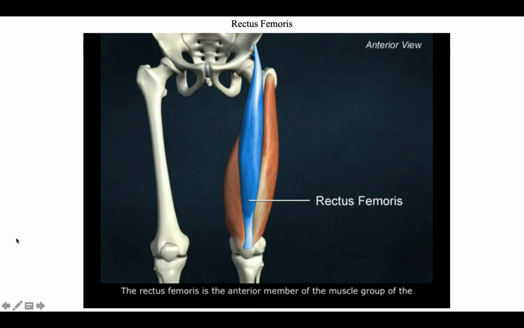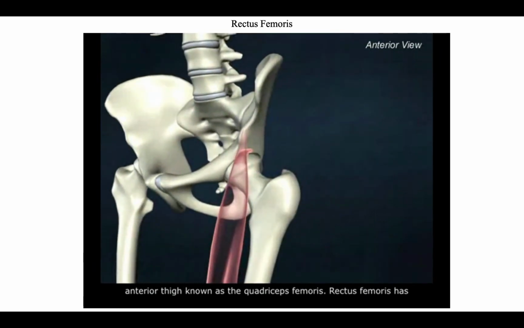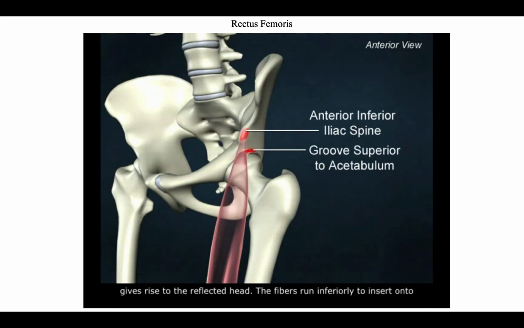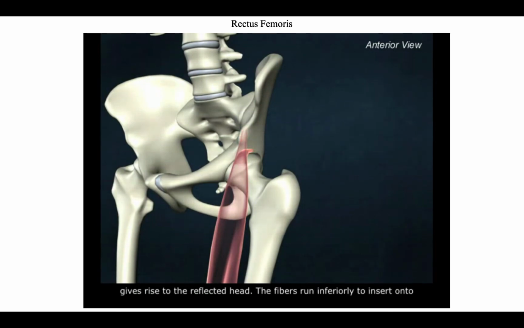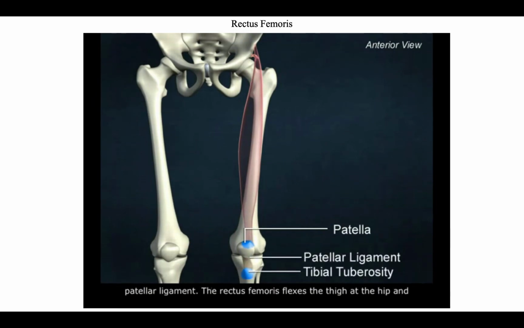The rectus femoris is the anterior member of the muscle group of the anterior thigh known as the quadriceps femoris. Rectus femoris has two tendons. The straight tendon originates from the anterior inferior iliac spine and gives rise to the straight head. The reflected tendon originates from a groove superior to the rim of the acetabulum and gives rise to the reflected head. The fibers run inferiorly to insert onto the superior border of the patella and to the tibial tuberosity via the patellar ligament.